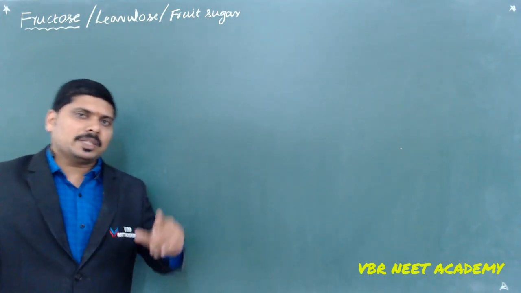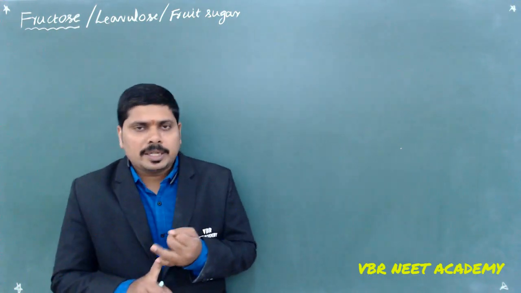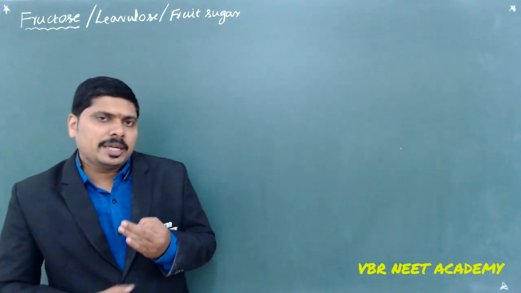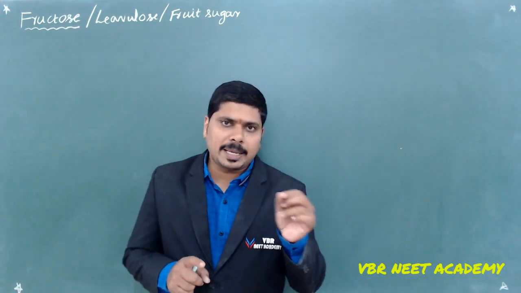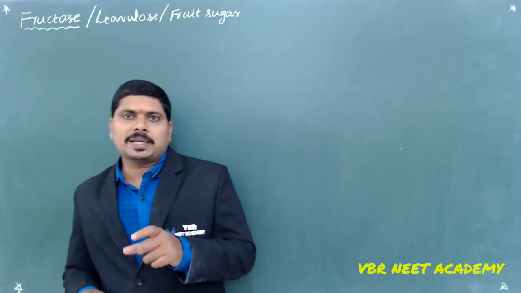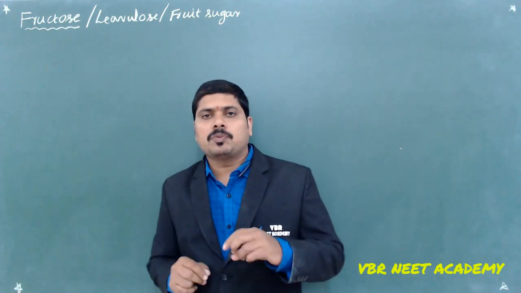Already discussed for glucose, we have that glucose can also be called blood sugar. It can also be called dextrose. It can also be called grape sugar, because it is present in grapes. But commonly, what is present in fruits? It is fructose. That's why it's called fruit sugar.